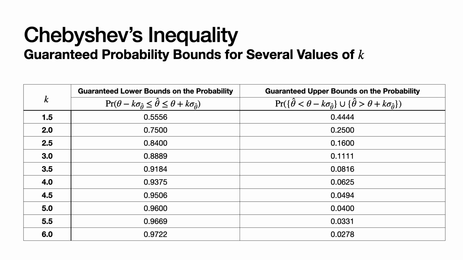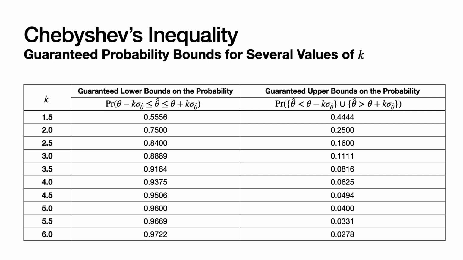So for example, if we look at the row for k equal to 2, we see that the probability that the unbiased estimator theta hat takes on a value within 2 standard errors of the true value of theta is guaranteed to be at least 0.75. The complement says that the probability that theta hat takes on a value more than 2 standard errors away from the true value theta is no more than 0.25. And that is guaranteed.